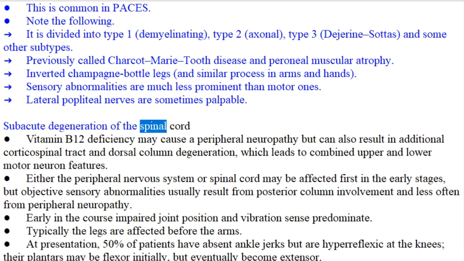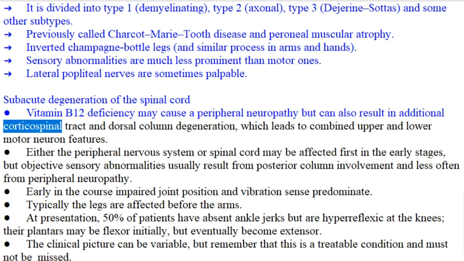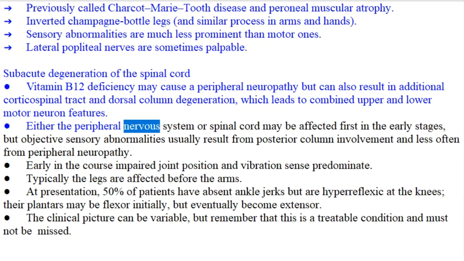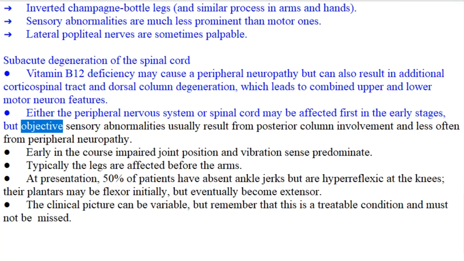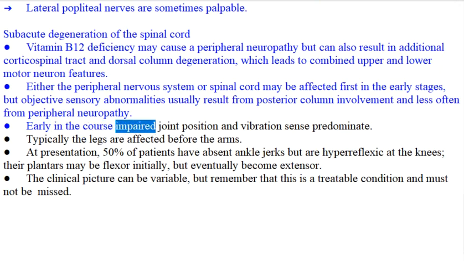Subacute degeneration of the spinal cord. Vitamin B12 deficiency may cause a peripheral neuropathy but can also result in additional corticospinal tract and dorsal column degeneration, which leads to combined upper and lower motor neuron features. Either the peripheral nervous system or spinal cord may be affected first in the early stages, but objective sensory abnormalities usually result from posterior column involvement and less often from peripheral neuropathy. Early in the course, impaired joint position and vibration sense predominate.